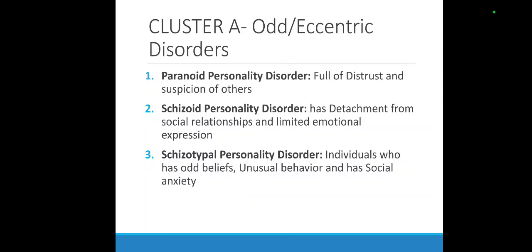Paranoid personality disorder: this is a patient who is full of distrust and suspicion of others. Schizoid personality disorder: a patient who has detachment from social relationships and limited emotional expression. For schizotypal personality disorder, these are individuals who have odd beliefs or unusual behavior and social anxiety.